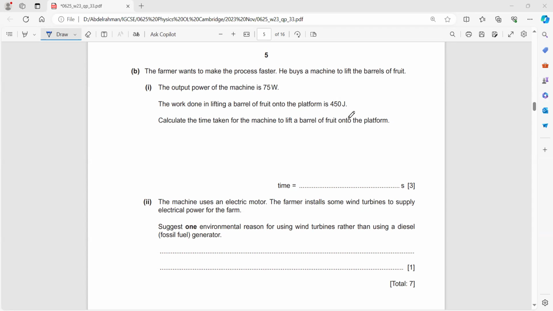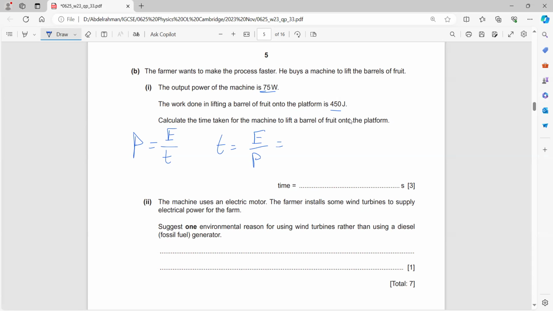Calculate the time taken for the machine to lift a barrel. We have the output power, we have the work done. How can I find the time? Tell me, do you know the equation? The time equals work done divided by power. Good. The initial equation was power equals energy or work done over time. To find the time, time equals energy over the power.